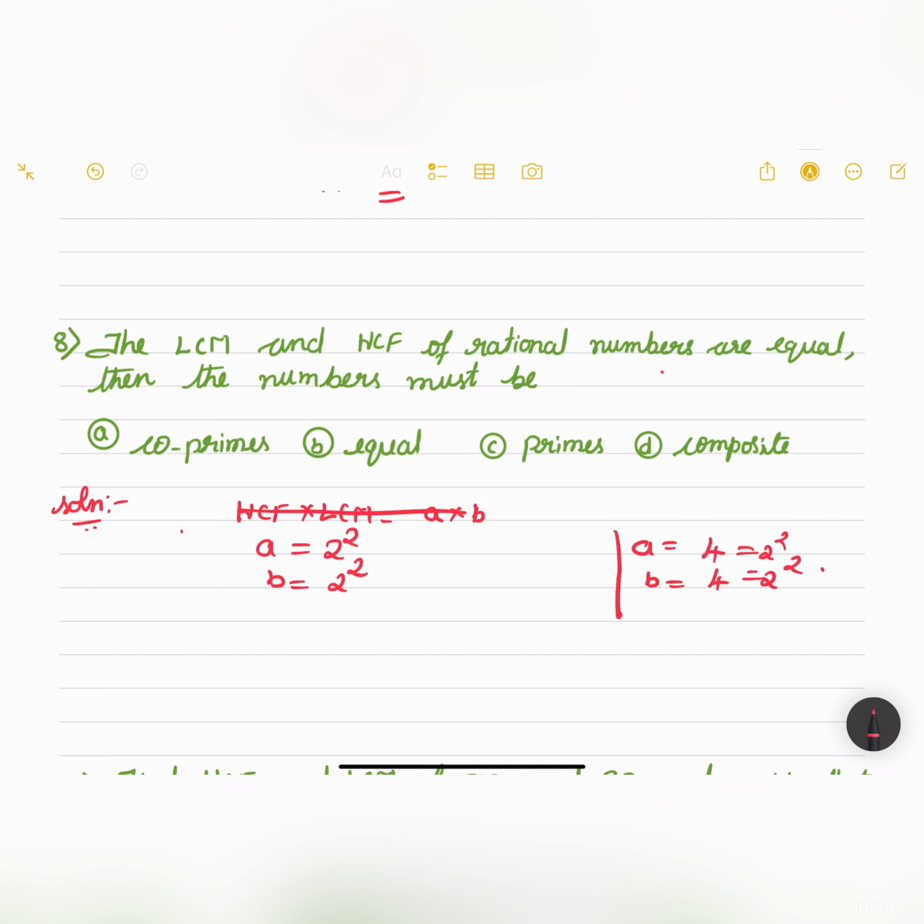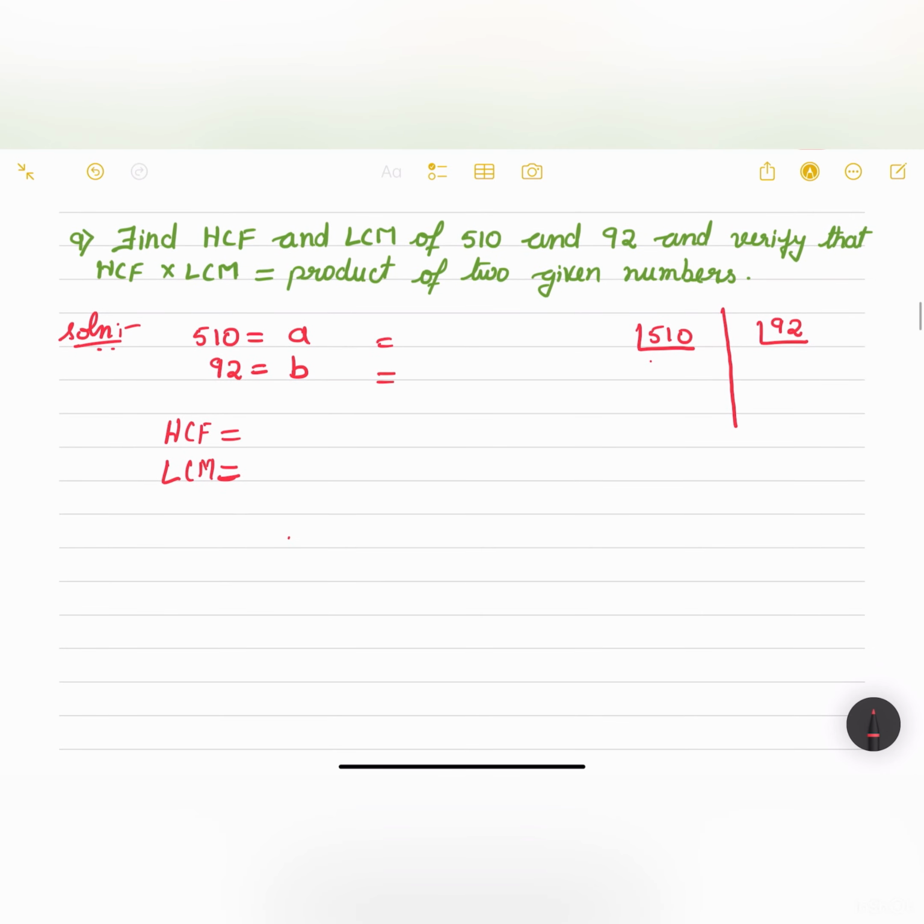Now what we do, we have to take the HCF of these two. HCF of this is 2 square and LCM is also equal to 2 square. So HCF will be equal to LCM. This is HCF, LCM. Okay, they are equal. The correct option is B. Let us go for the ninth one.